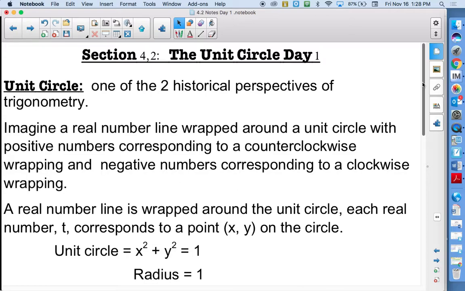So to get you to think about what we're going to be looking at, I pulled my clock off the wall. My clock is a circle, so it's nice to think about. It says, imagine a real number line is wrapped around a unit circle with positive numbers corresponding to counterclockwise, negative numbers corresponding to clockwise. So if you look at the edge of this clock, think of it as having a number line. A number line is just that straight number line that we would label with 1, 2, 3, 4, 5, -1, -2, -3, -4, -5. But we're now bending that to be around our circle.